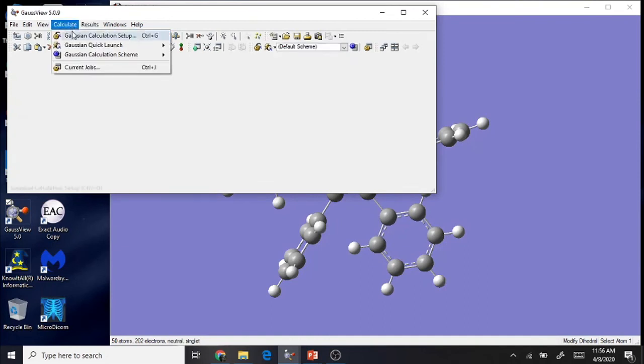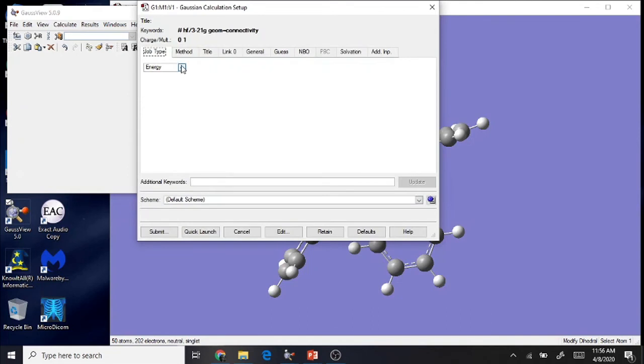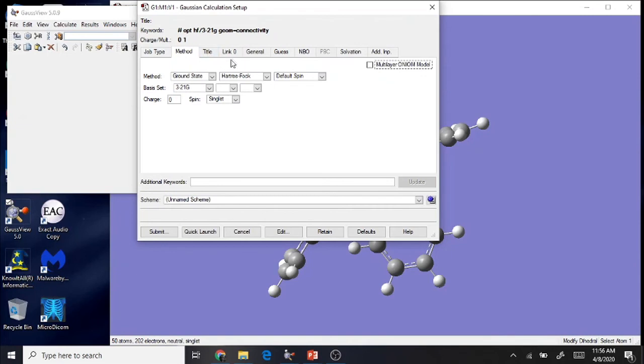We can tell it to set up the calculations. There are different types of calculation. We're going to have it optimize our geometry. Hartree-Fock methods are complete quantum mechanics. There are also density functional methods. We're going to go to something called semi-empirical.